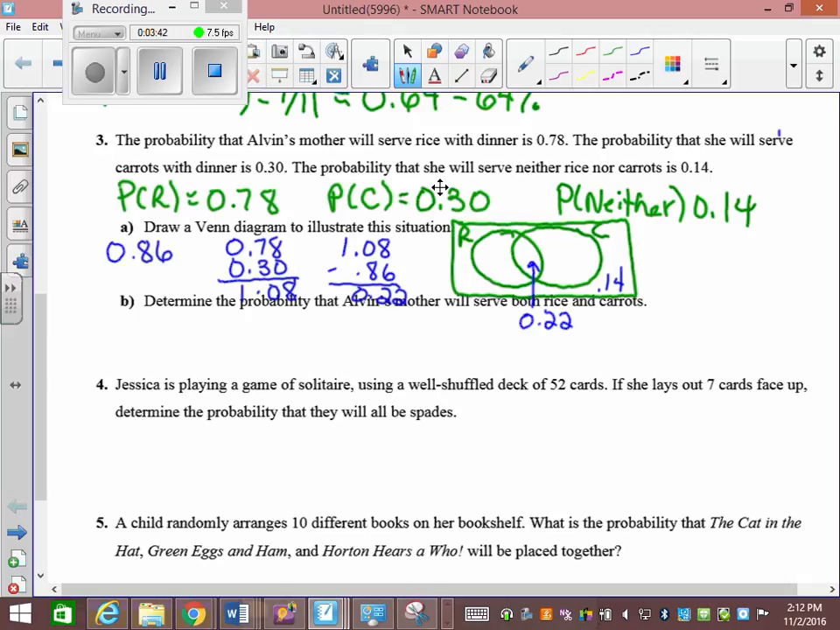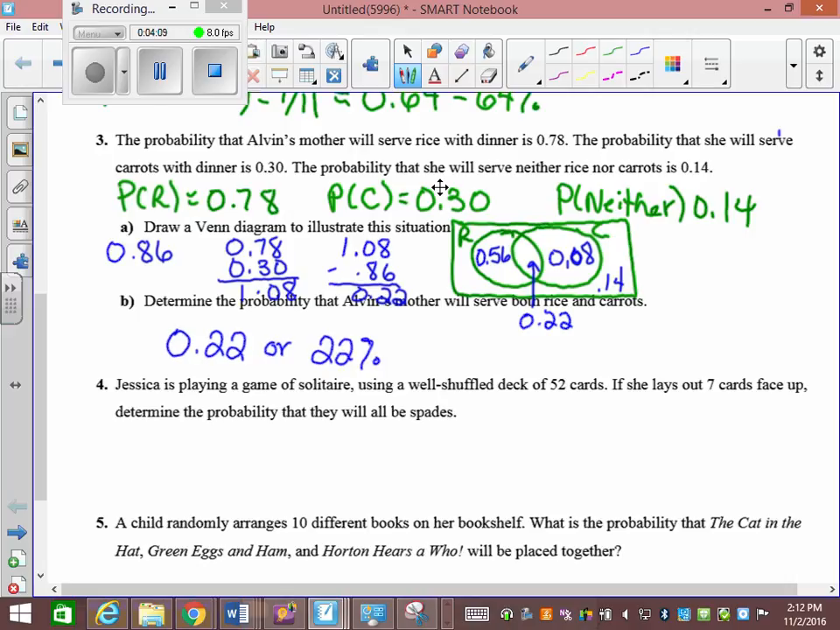So you'd have to have 0.22 here. And then you'd go 0.78 minus 0.22, which is 0.56. And then you do 0.30 minus 0.22, which is 0.08. So that would be your Venn diagram that would get you a mark. Determine the probability that they'll serve both rice and carrots. Holy, that was hard to say. It's 0.22 or 22%. I'd accept either of them.